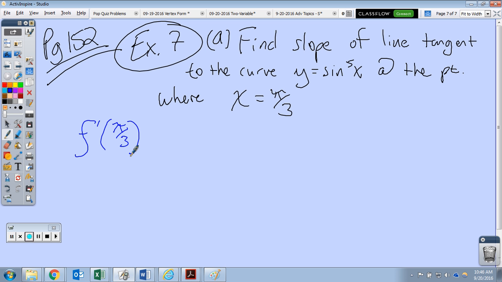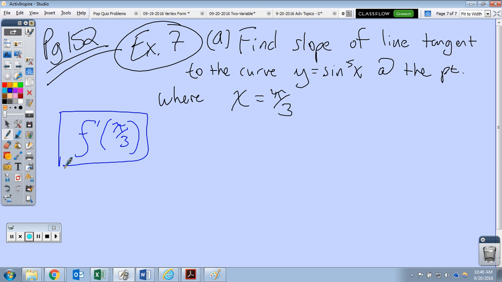Right? Because if we find the derivative of y, that gives us the slope of any tangent line. And then I say, okay, well, what's f prime at this specific point? What's the slope of the tangent line at x equals pi over 3? That's what we're looking to find. So this is what we want.